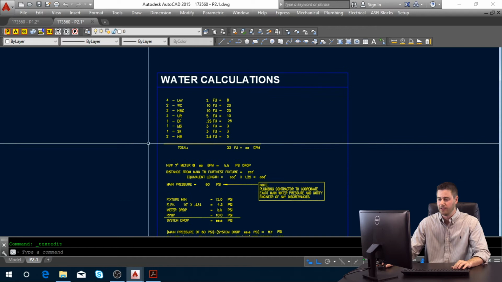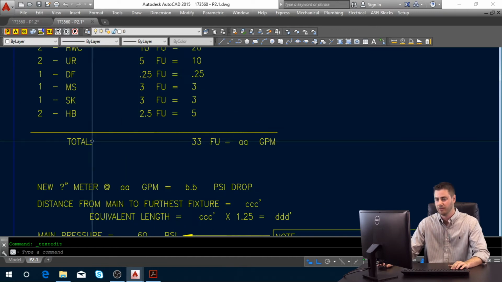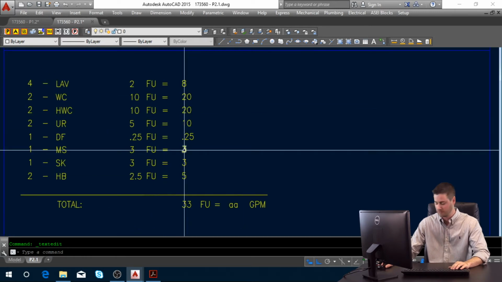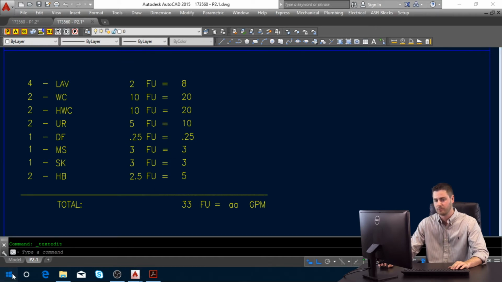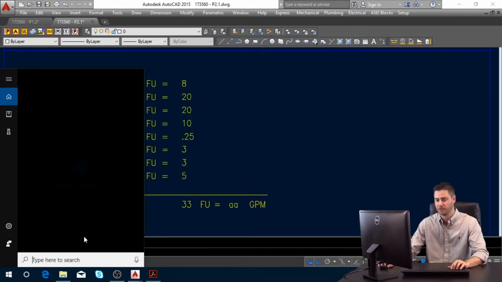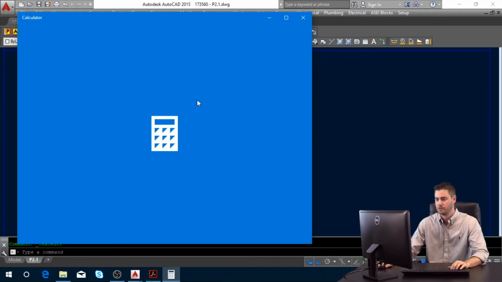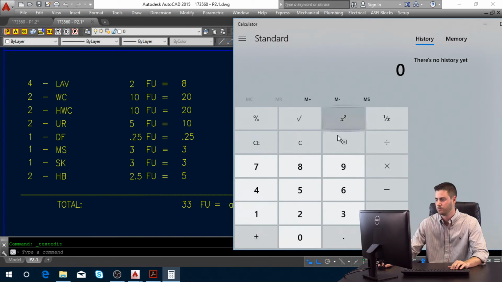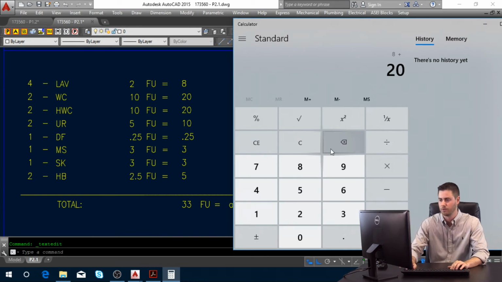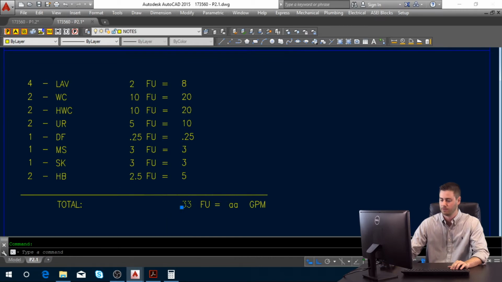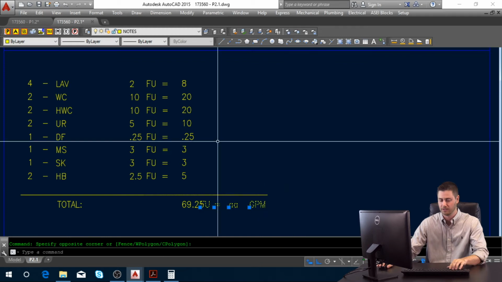Okay, and the last step here is we need to get our total GPM. So we add up our total fixture units, which in this case, I'll use a calculator. So we have 8 plus 20 plus 20 plus 10 plus 0.25 plus 3, 3, 5 to get our total of 69.25 fixture units. Let's clean this up just a little bit.